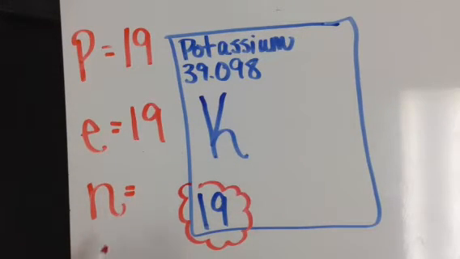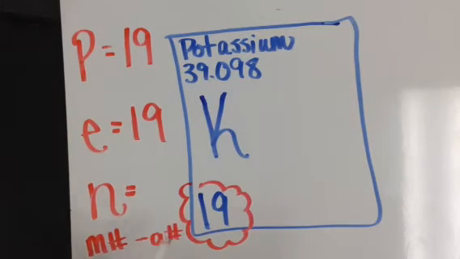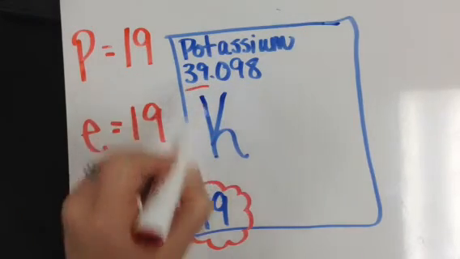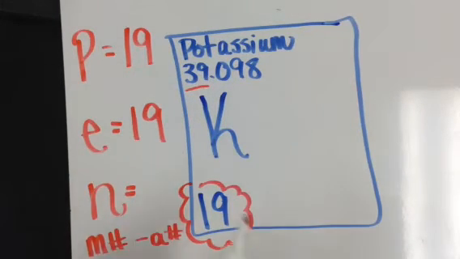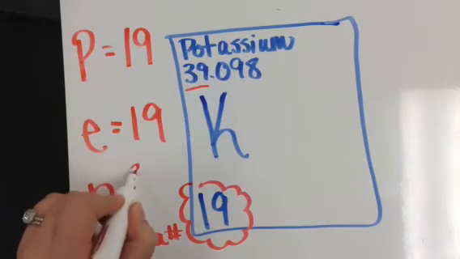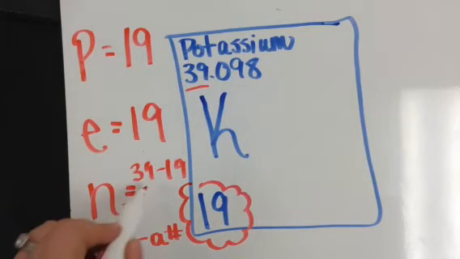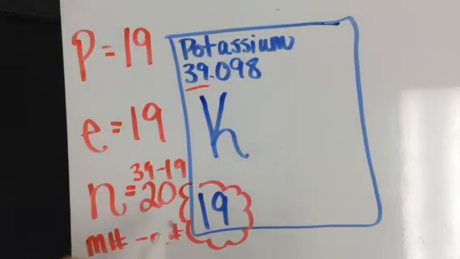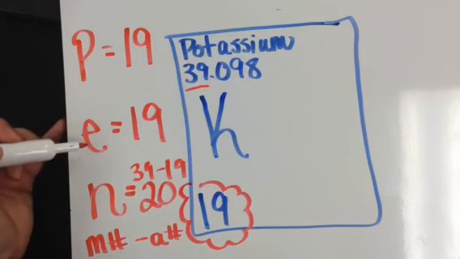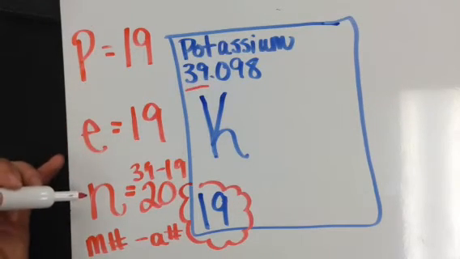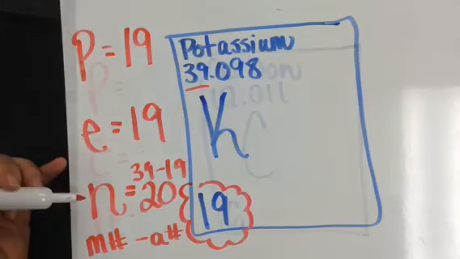To find the number of neutrons, you're going to take the mass number minus the atomic number. So in our case here, we would take 39, and you can round to a whole number. So 39 minus 19 gives us 20 neutrons. Protons and electrons are always going to be the same. The number of neutrons might be a little bit different.